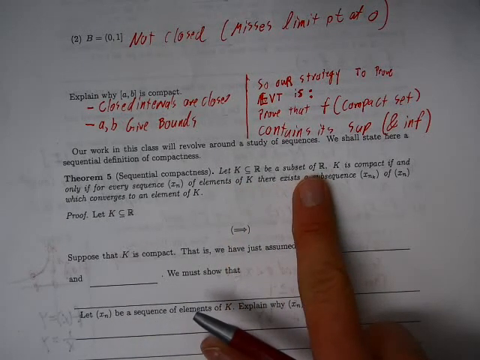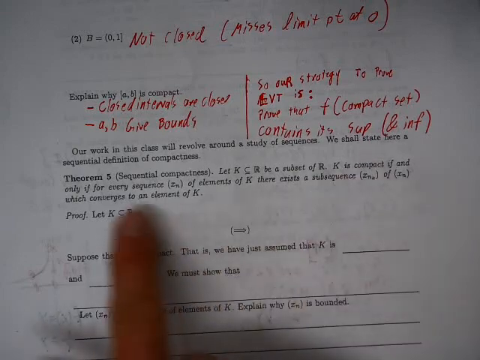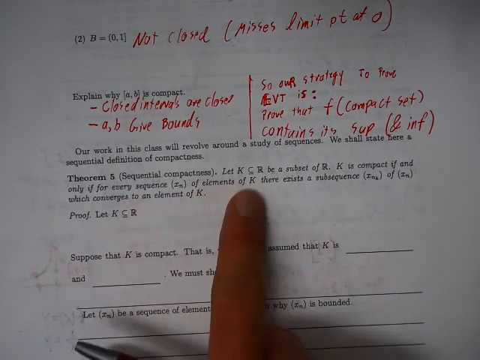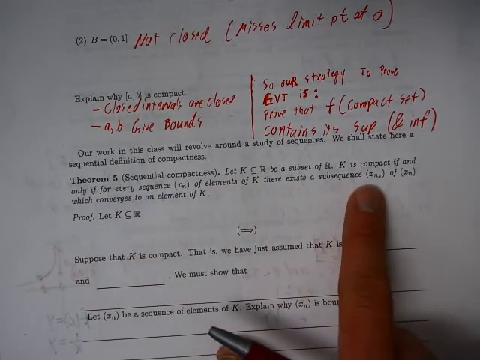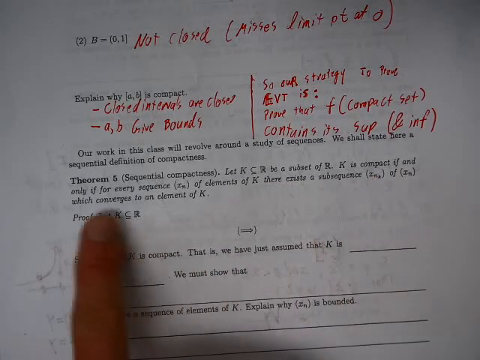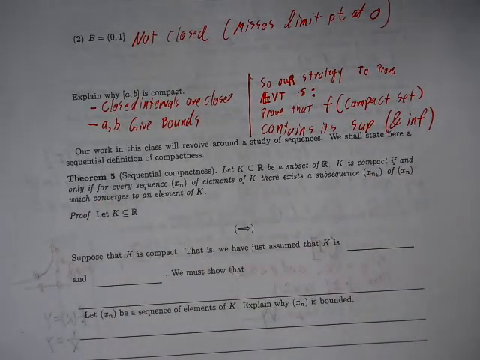Let K be a subset of R. K is compact if and only if for every sequence x sub n of elements of K, there exists a subsequence x sub n sub k of x sub n which converges to an element of K. So this is like a combination of the Heine-Borel theorem with closedness, which maybe makes it super believable, because what do you need to use? Bolzano-Weierstrass. What do you need to use the Bolzano-Weierstrass theorem?